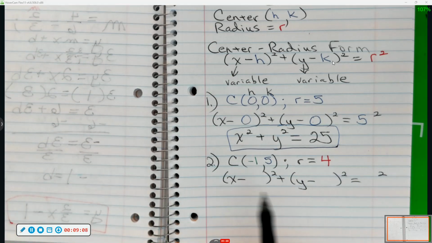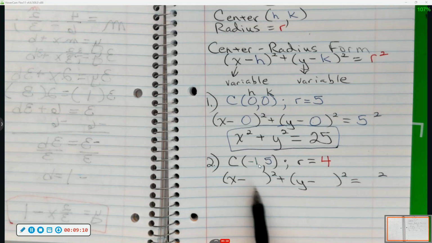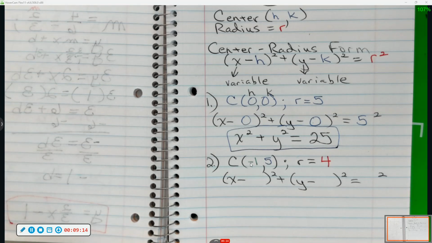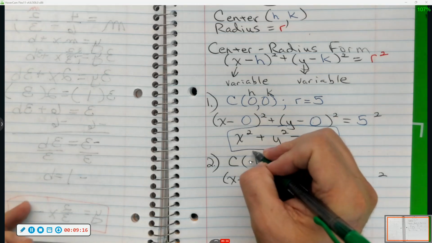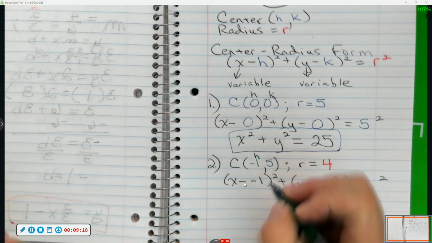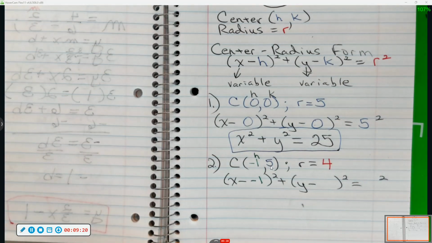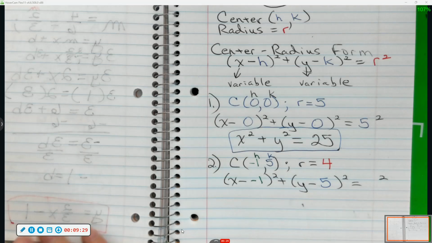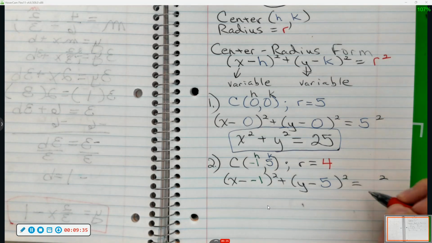What number am I going to put right here after the x minus? The -1. That's acting like my h, okay. What number am I going to put after the y minus? What number's acting like k? The 5, I agree. So we'll put the 5 there. What number's going to be squared? The 4. 4 squared, I agree.